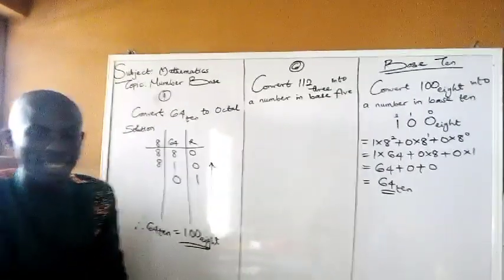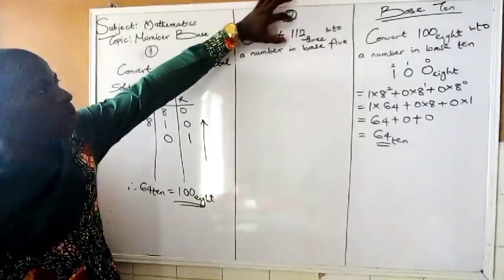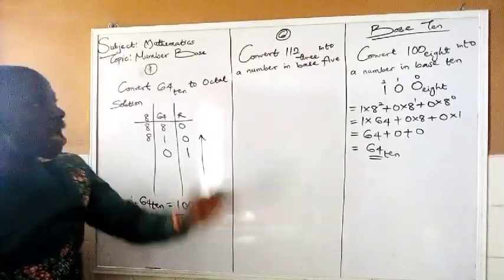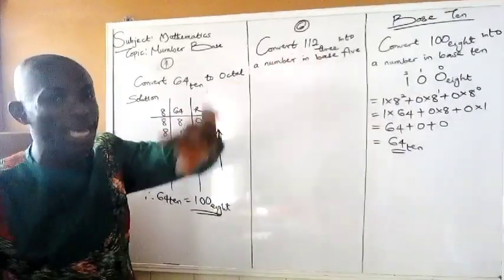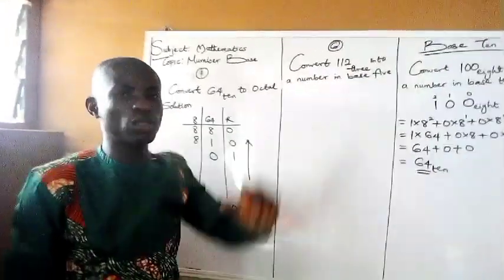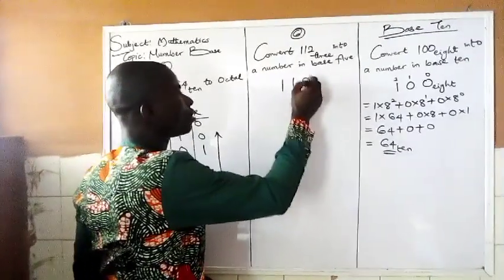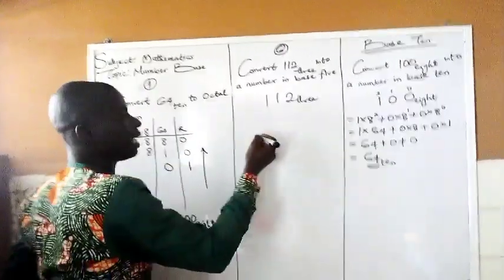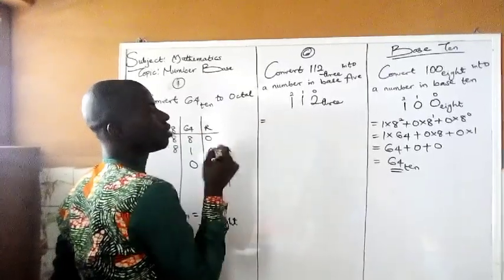Now look at this. Once you have something like this, what you need to do first is to convert the number given to you to base 10. Then after you might have converted it to base 10, you now convert whatever you get to base 5. Look at what I'm saying. Then you first convert 112 base 3. Are you paying attention? Into a number in base 10. Then let's go 0, 1, 2.